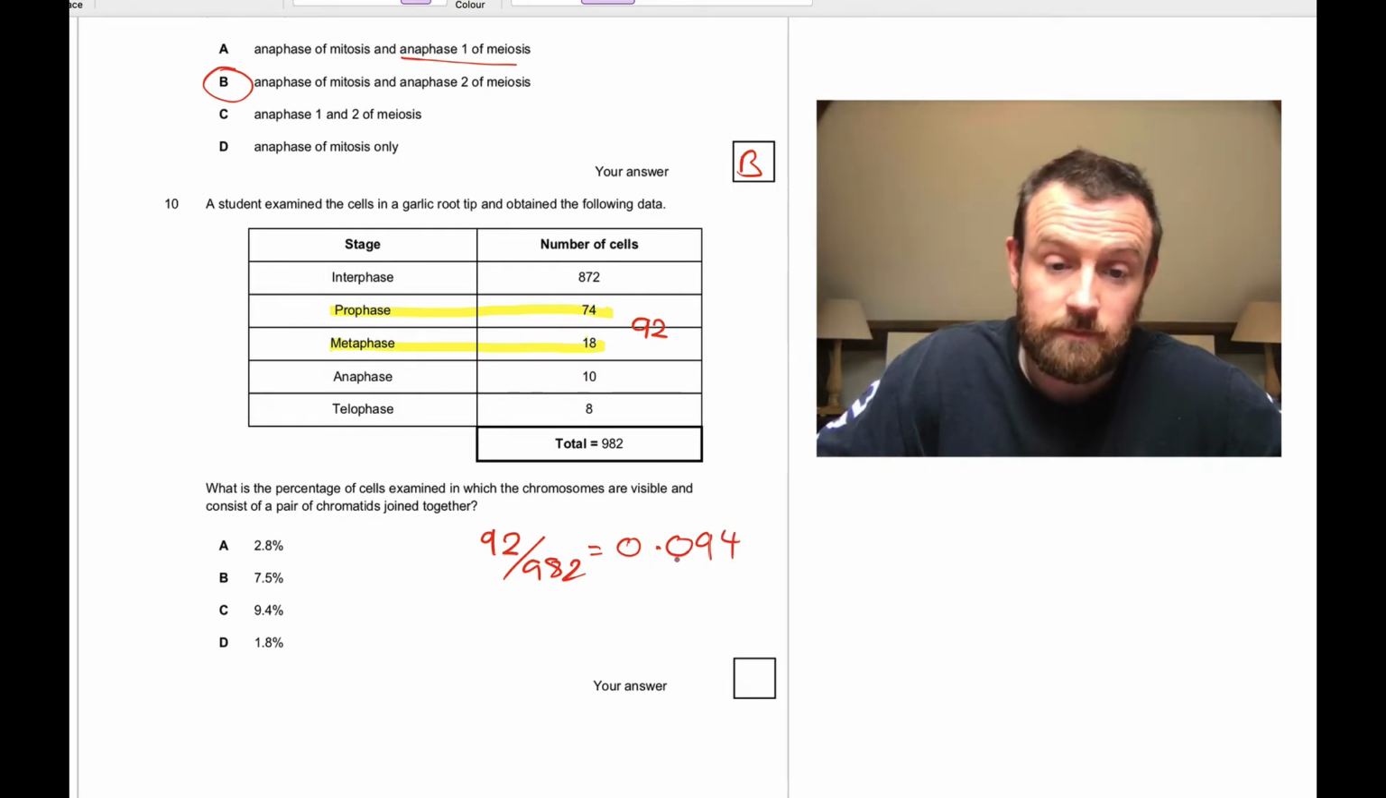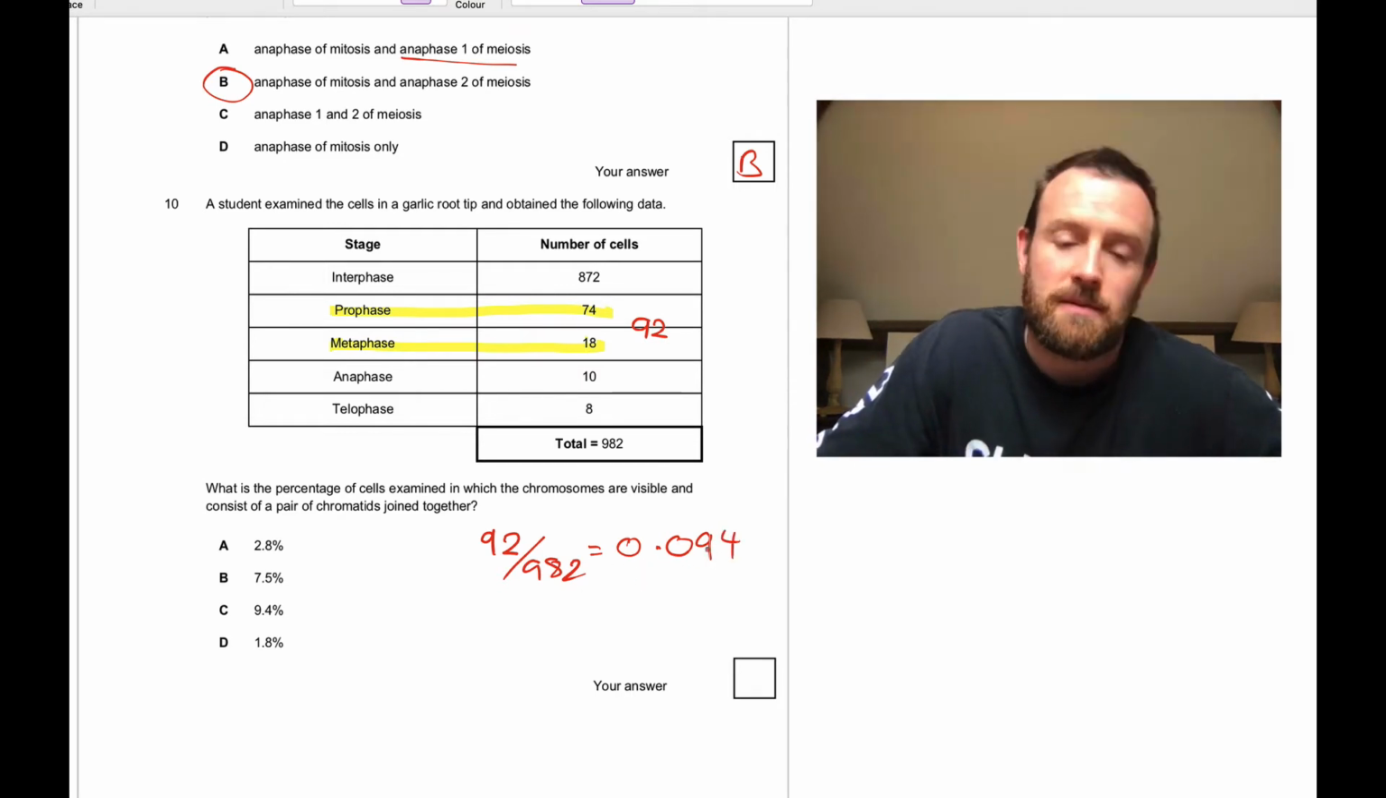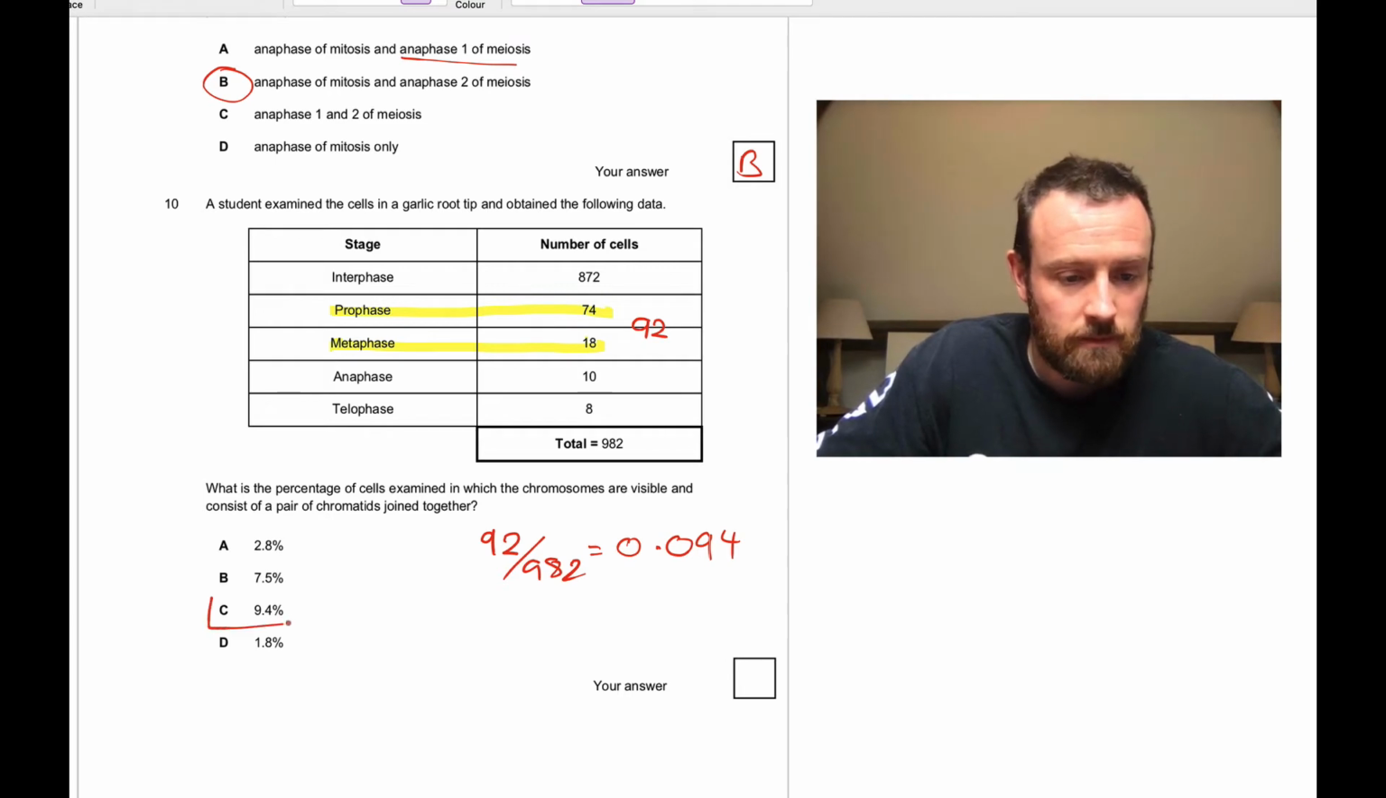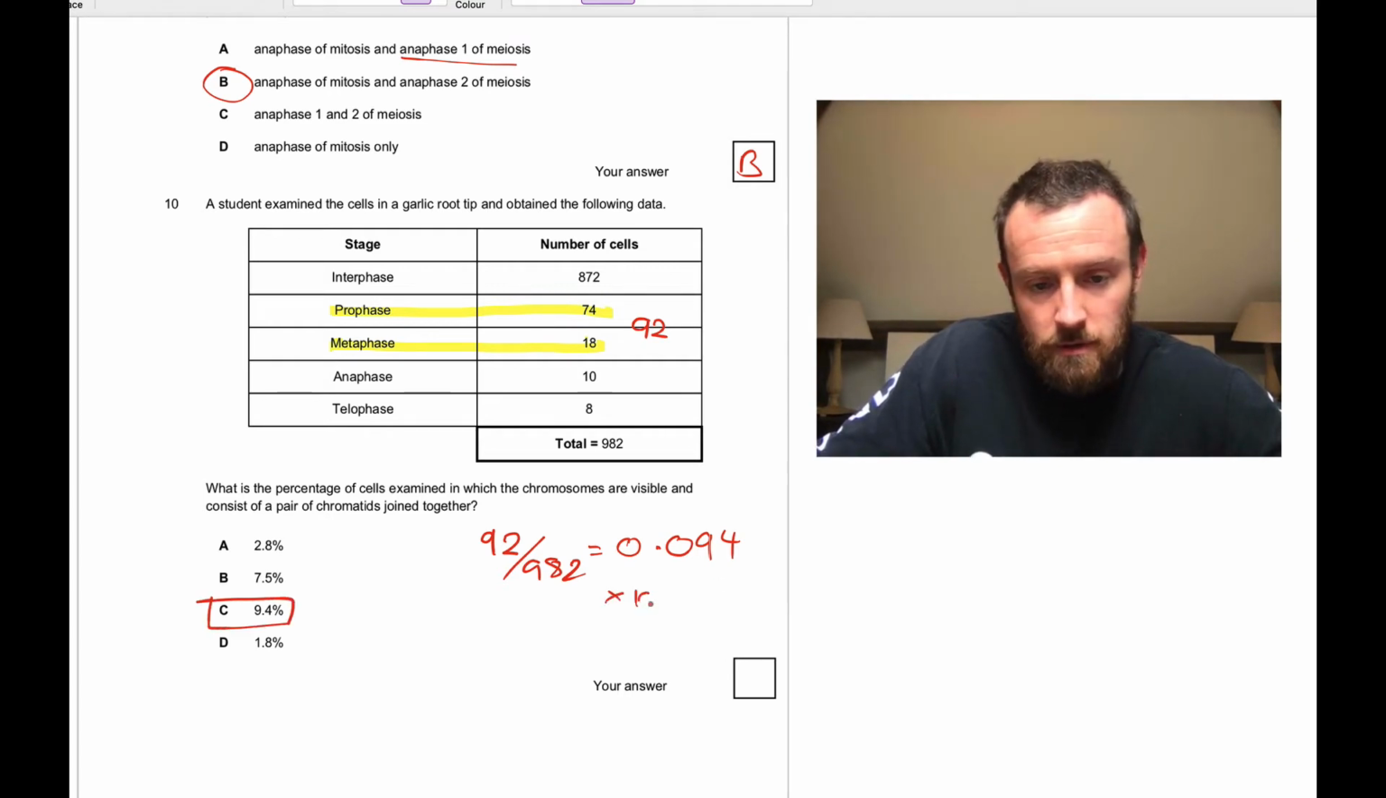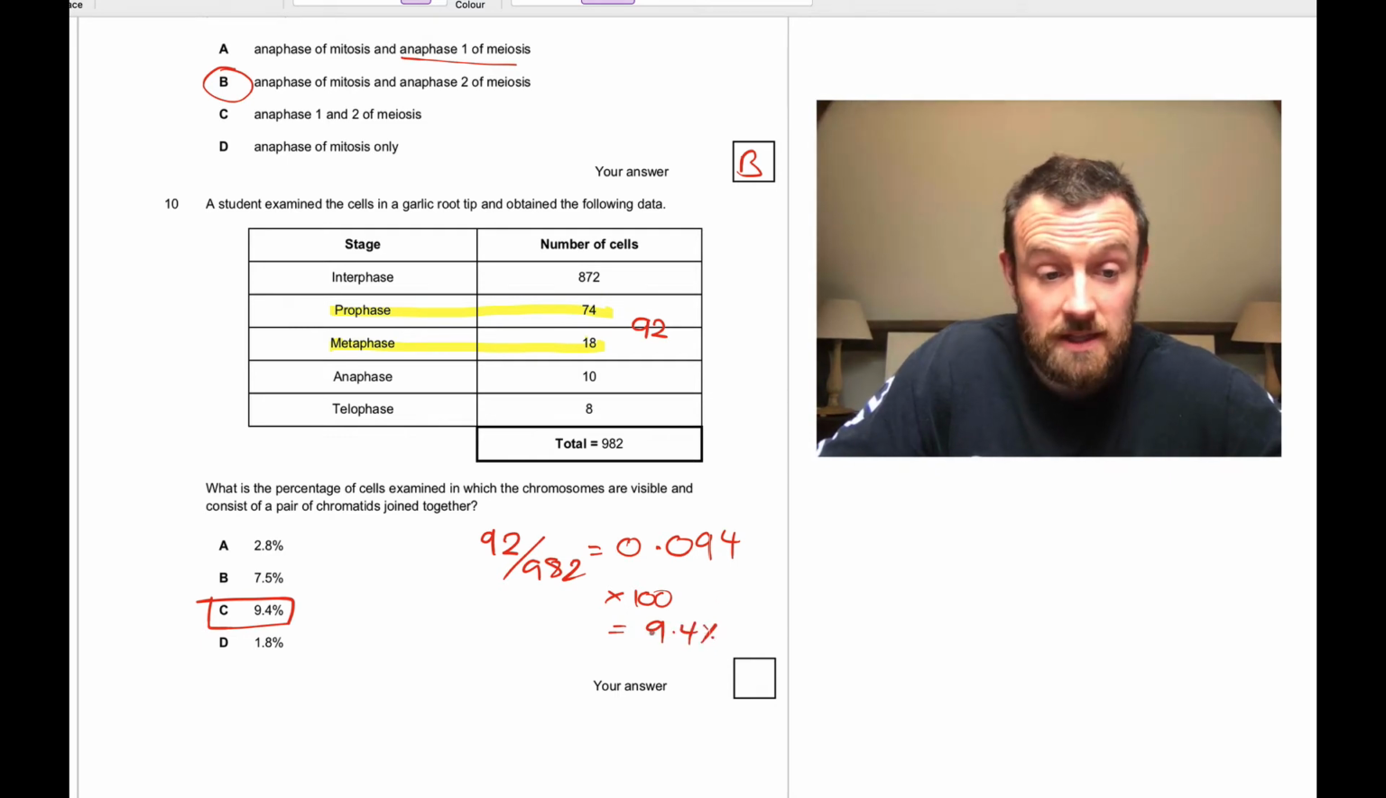94. And if I do that as a percentage, times it by 100, that's going to be this one. Okay, so make it a percentage times by 100. Just follow my working. It should be 9.4%. Okay, so that's the one. C.